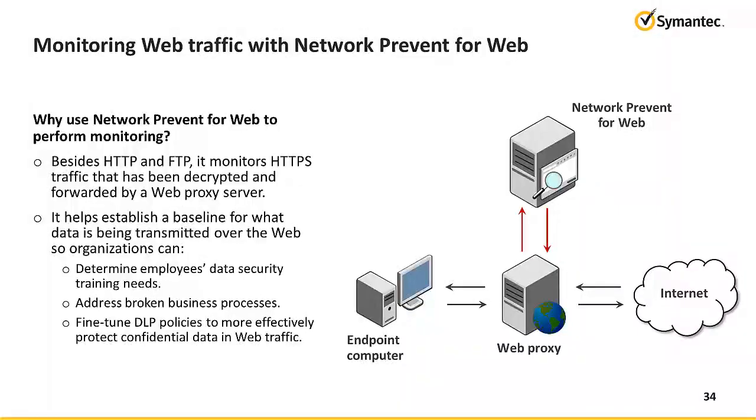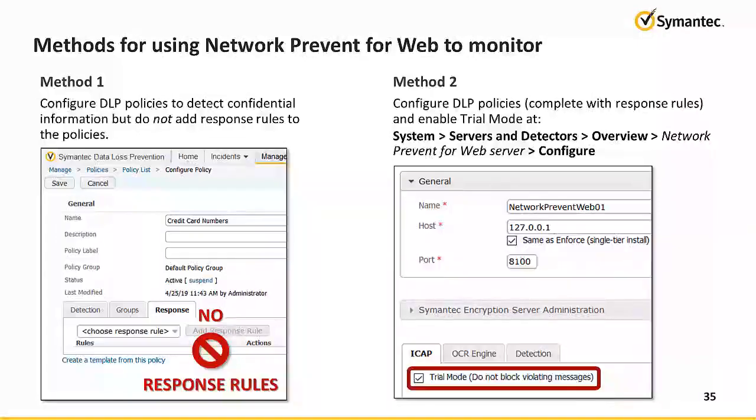Although the main purpose of Network Prevent for Web is to stop confidential information from leaving an organization's network via HTTP, HTTPS, and FTP, it can also be used to monitor web traffic without blocking content. Using Network Prevent for Web in this way helps organizations establish a baseline for what data is being transmitted over the web. There are two methods for using Network Prevent for Web to monitor HTTP, HTTPS, and FTP traffic.